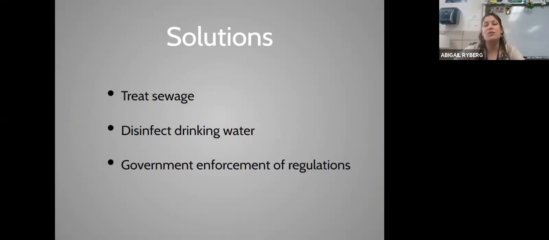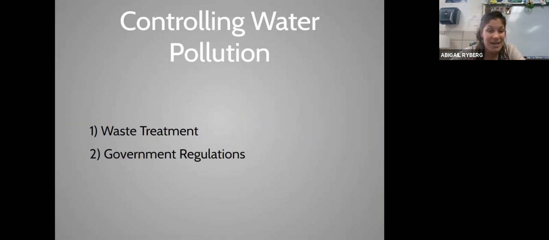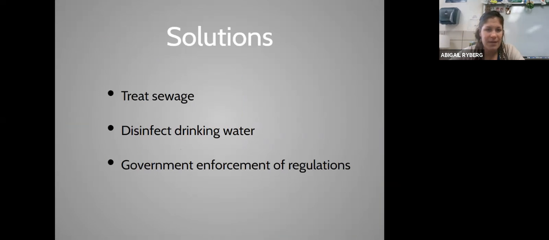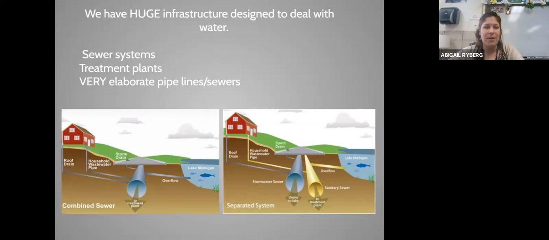Okay, so what are some of the solutions for this? So number one is waste treatment. We have a massive infrastructure designed to deal with water. Most of it here in Kettering, Ohio is under our roads, like I said. So we have storm drains that carry water from rain events, but we also have these big, huge pipes that carry water from your house to the wastewater treatment plant. So ours goes to a treatment plant.